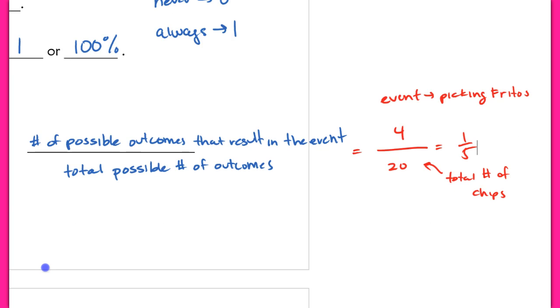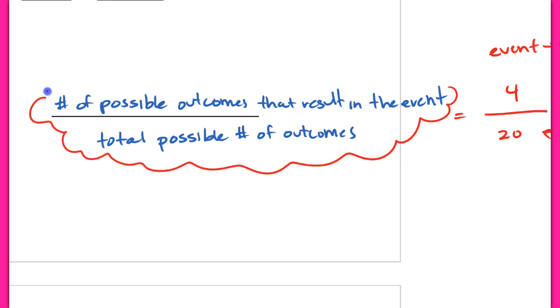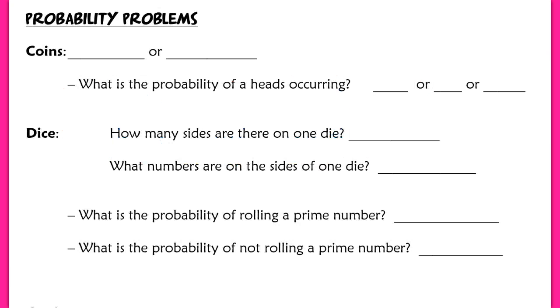So a probability can be written in words as this. So please pause the video and copy that down. It's kind of a lot, but all you're doing is finding the number of possible outcomes and dividing that by the total possible number of outcomes. So next we're going to go over some basic probability problems.